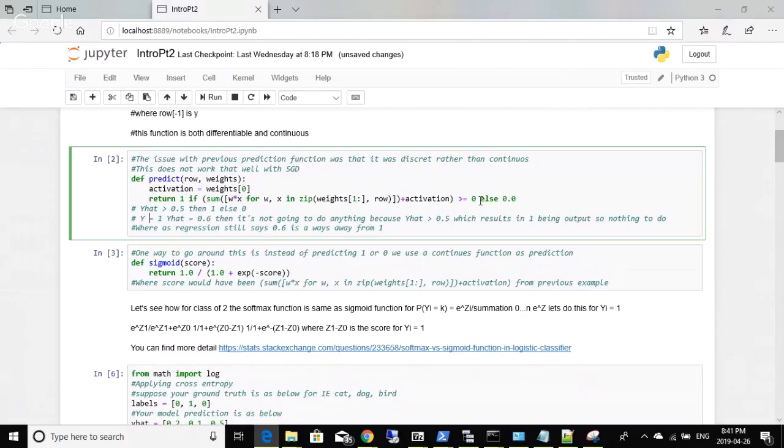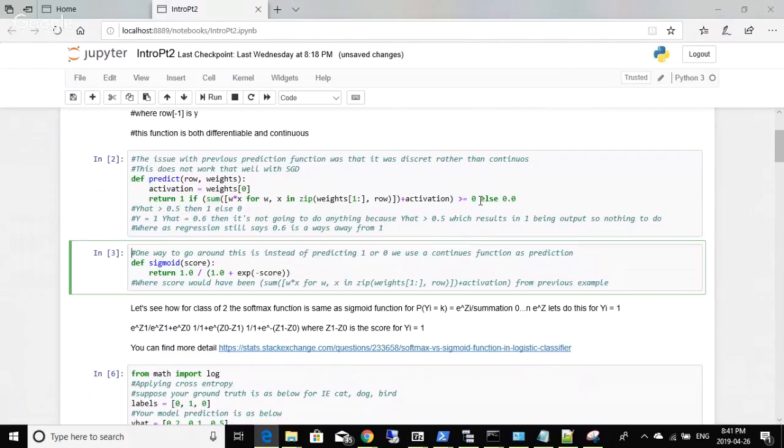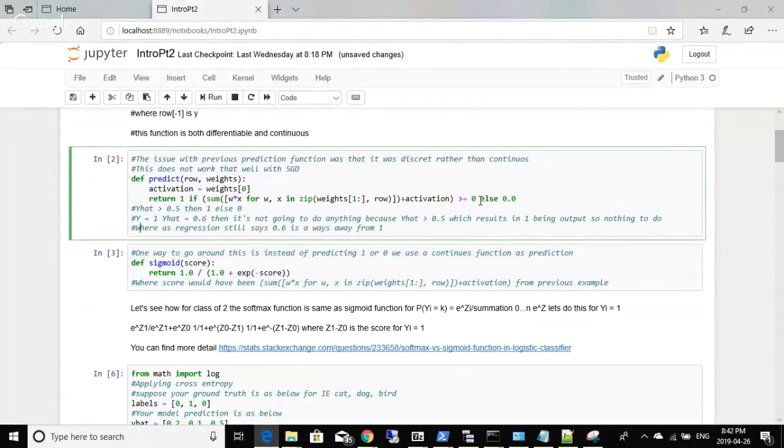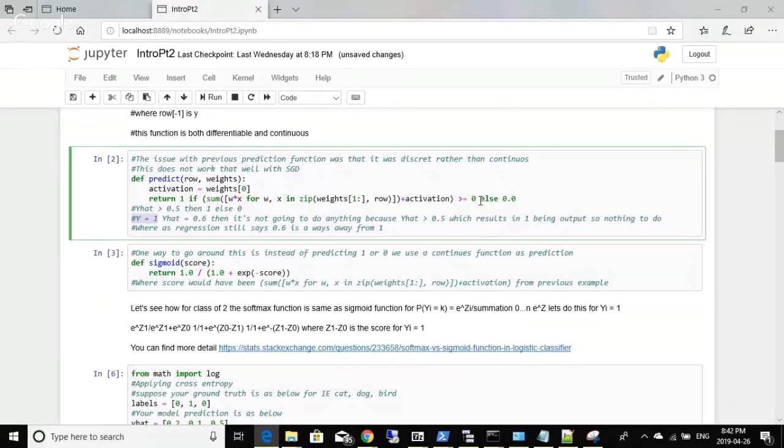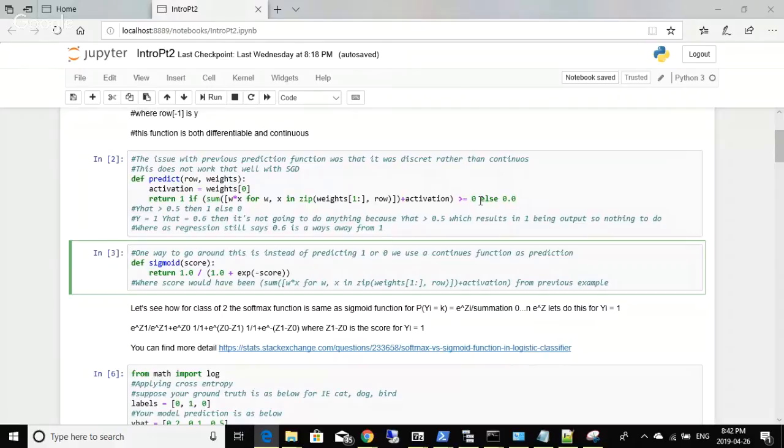But if you have a perceptron and you use a kind of step function to classify it, then it won't do that. So one way to get around this is, instead of using a step function to do the prediction, you can use a continuous function like sigmoid.